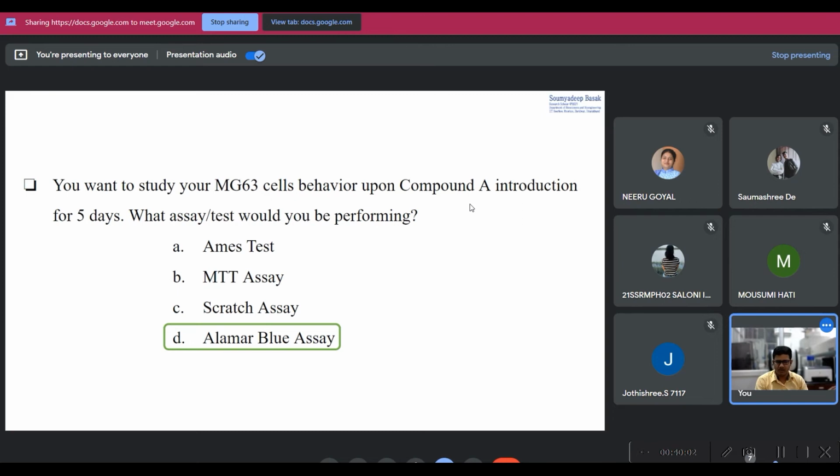Not always is it important. Yeah, it might be important sometimes, but this kind of direct question is not asked in general. So try to focus on the kind of problem they are giving, and what kind of answer they are expecting, not the cell line or the compound used in the question. Okay, right.